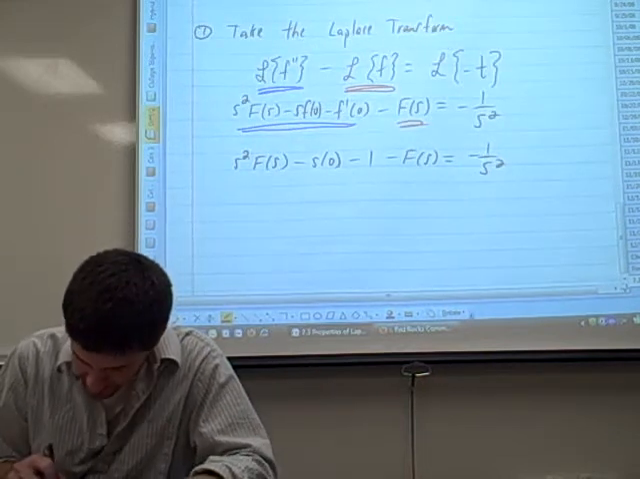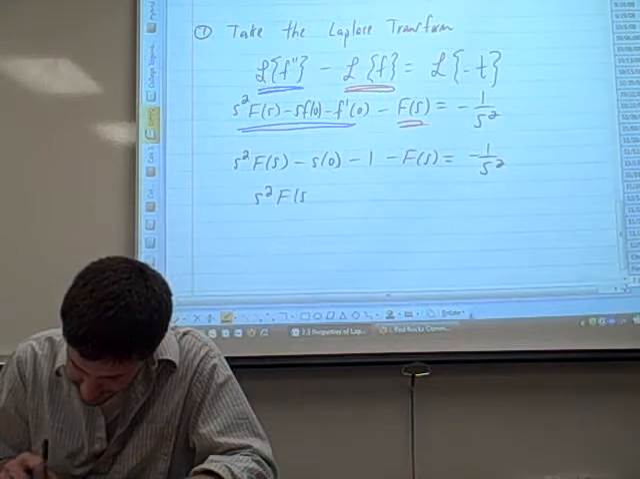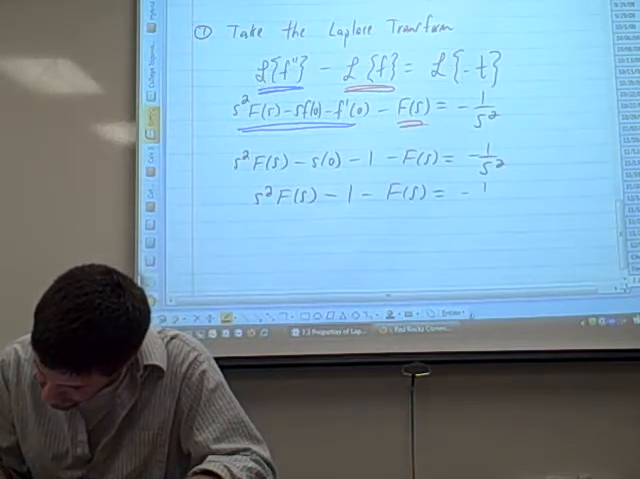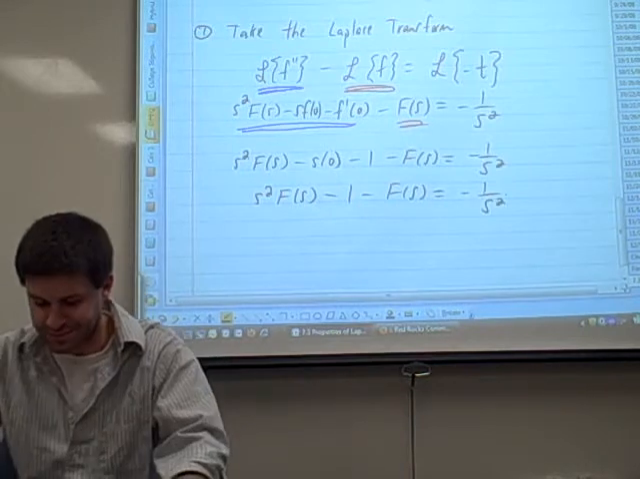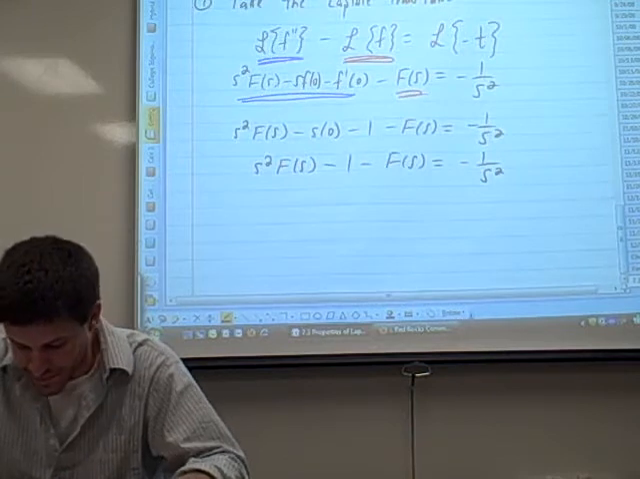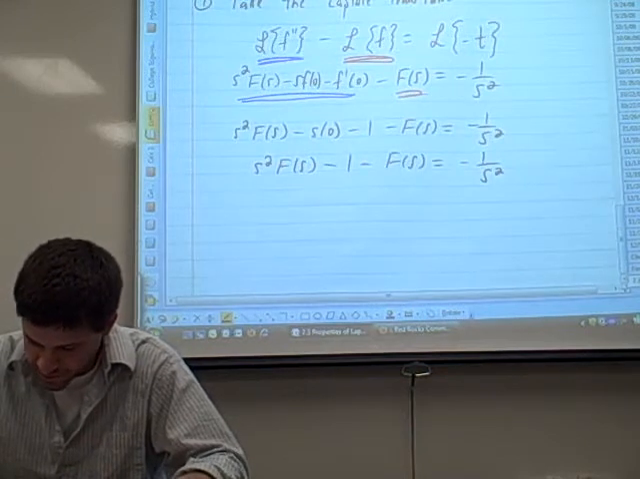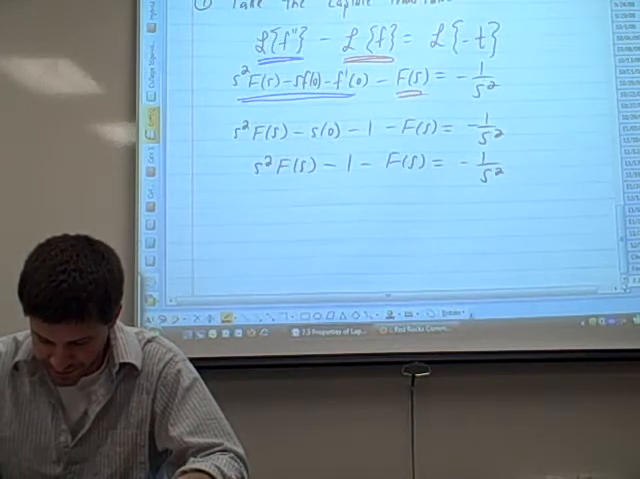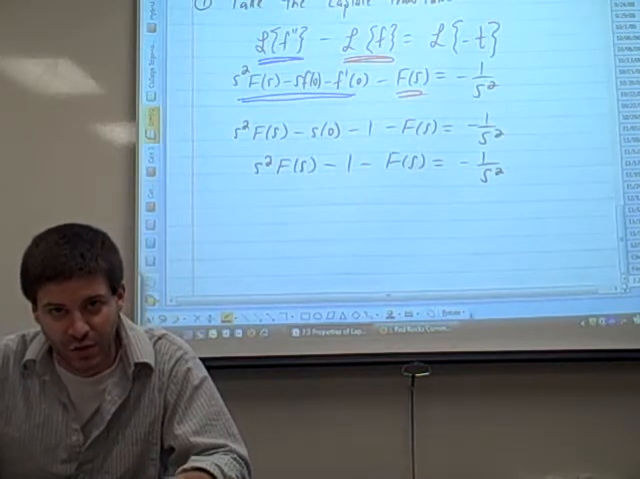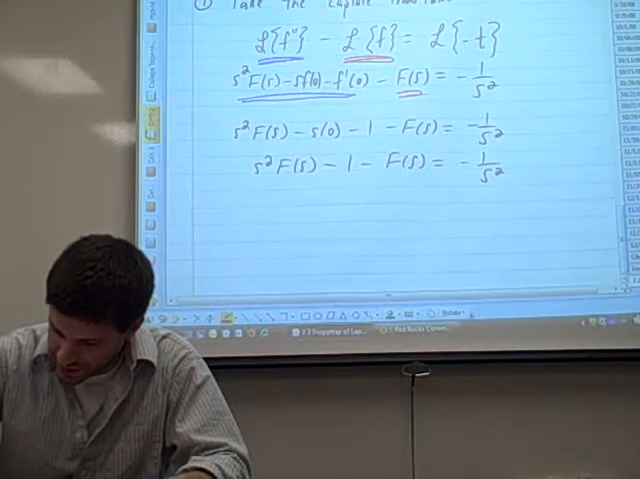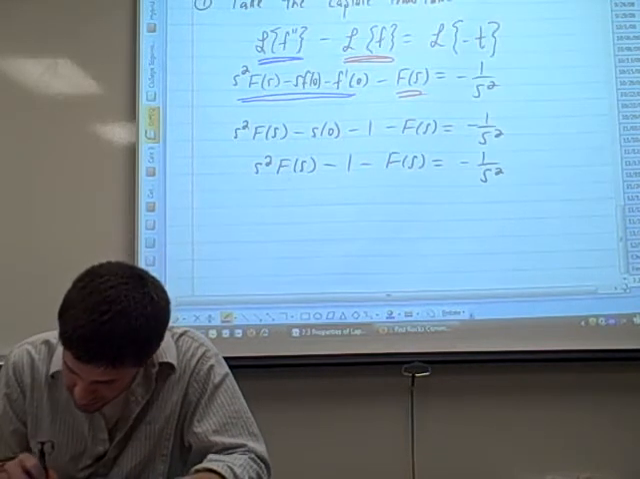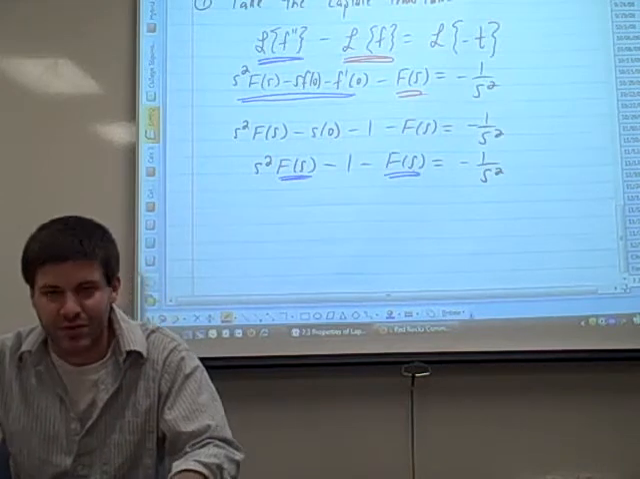Okay, so simplifying, we get s squared F of s minus 1 minus F of s equals negative 1 over s squared. Okay, let's take a look at this. So we now have an algebraic equation. And in this algebraic equation, s is our variable. And we have these capital F of s's.